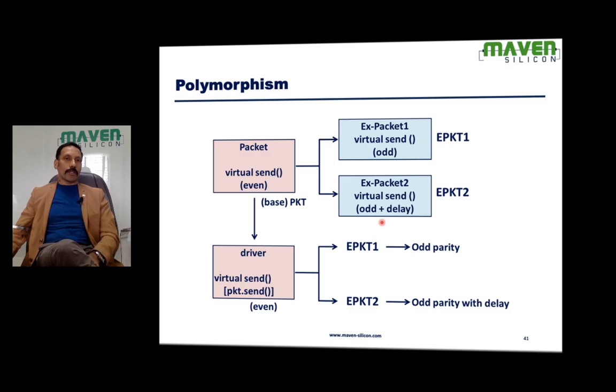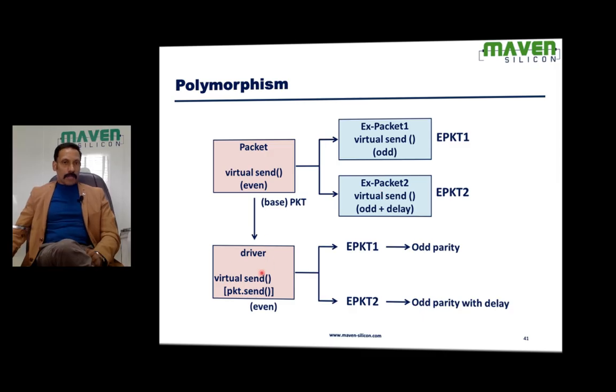So you have three flavors. One is the base packet. The base packet generates even parity. Packet 1 generates odd parity. Packet 2 generates odd parity with delay. So in this case, the send method is going to behave in multiple ways.